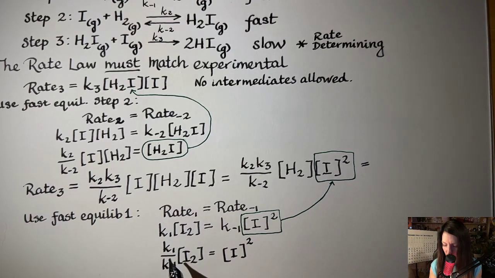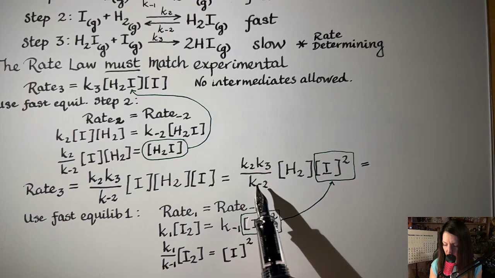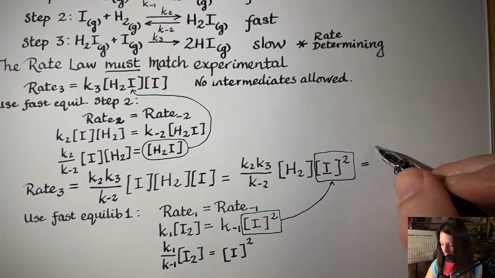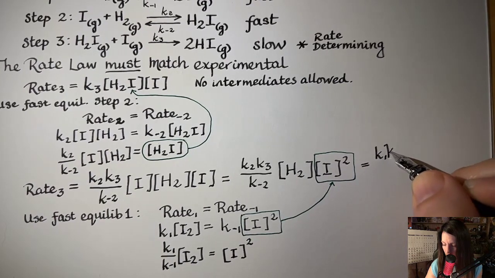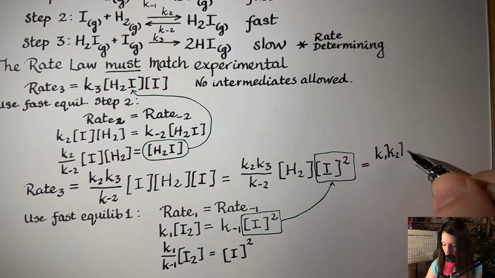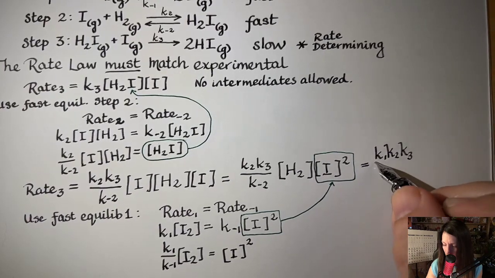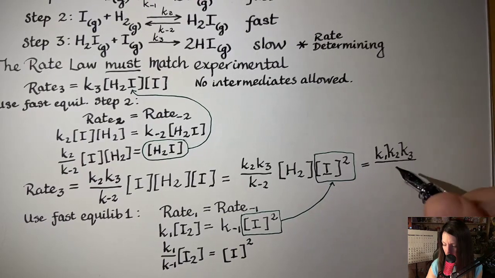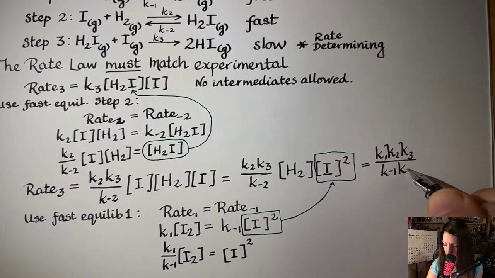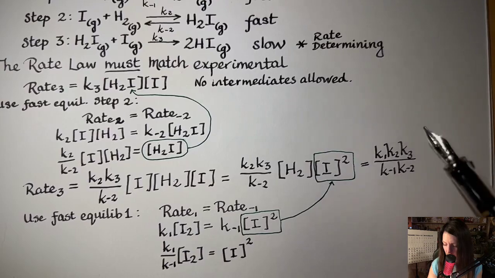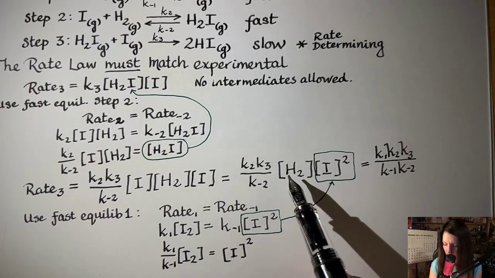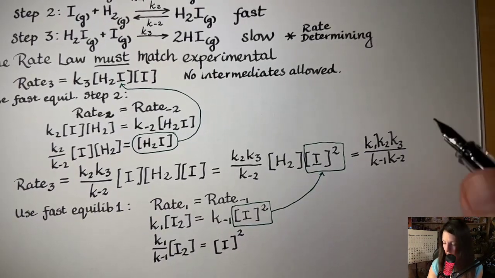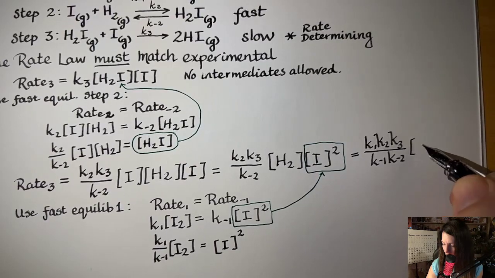So let's take our k1, our k minus 1, and cluster it together with these other rate constants. So we end up getting k1, k2, k3, all divided by k minus 1, k minus 2, and then we can substitute in the I2 and we have our H2. So we are nearly complete.